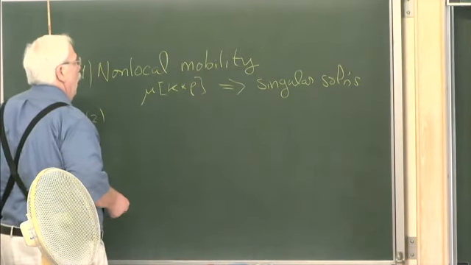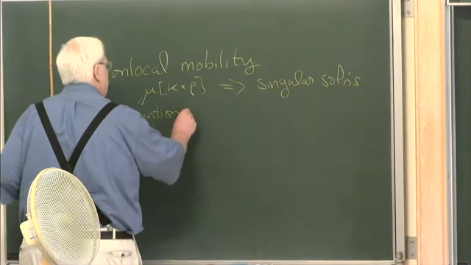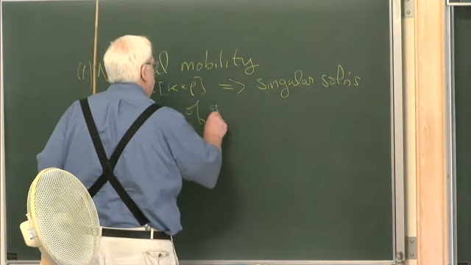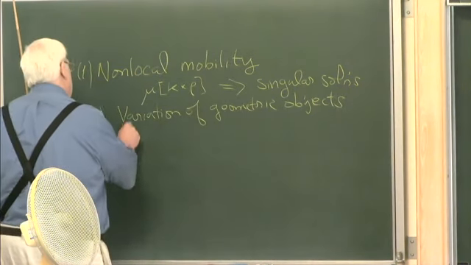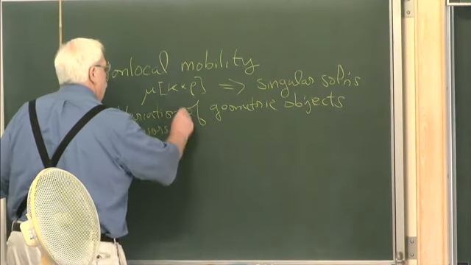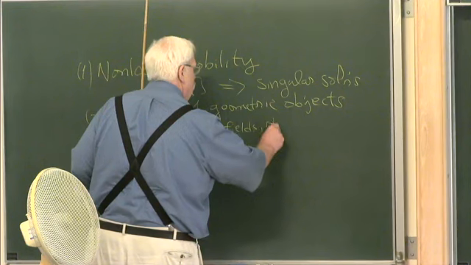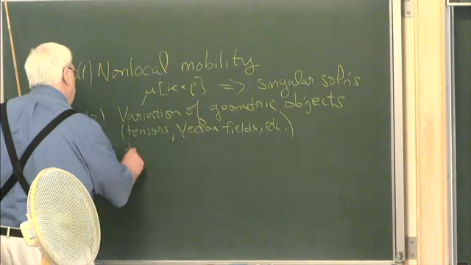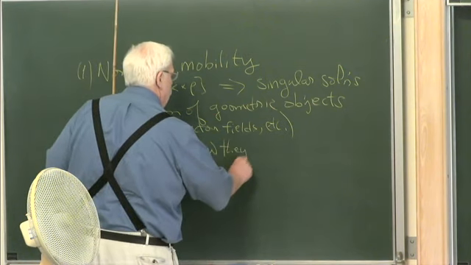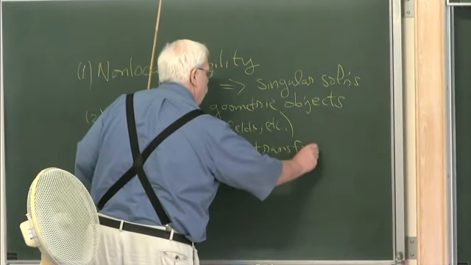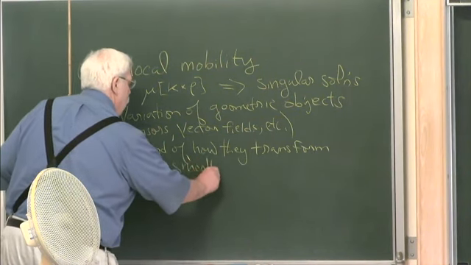And idea number two is that variations of geometric objects such as tensors, vector fields, etc., depend on how they transform under smooth maps.